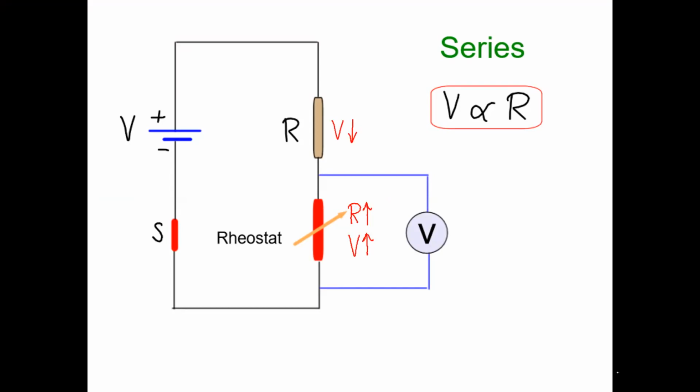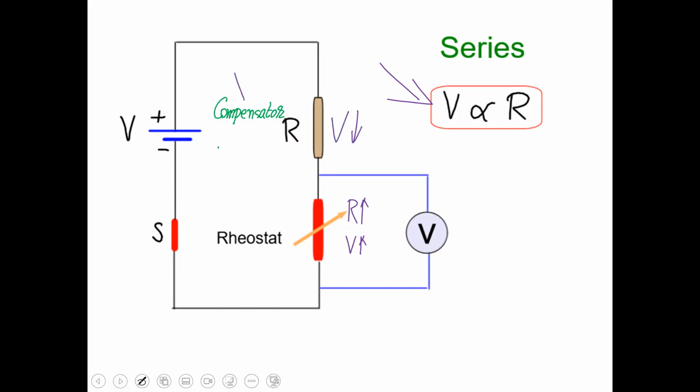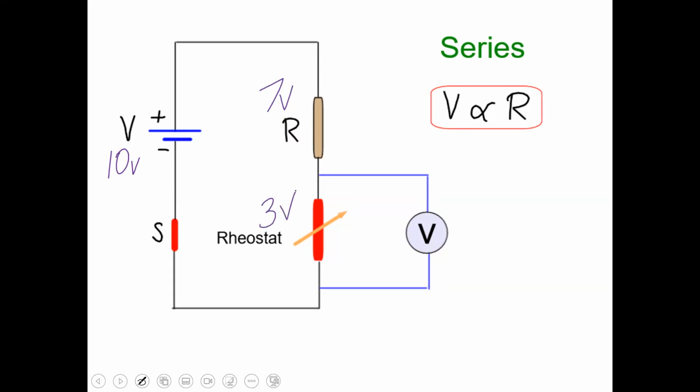Now, if you increase the resistance of the rheostat, voltage across rheostat increases because voltage and resistance are directly proportional. But when the voltage across rheostat increases, the voltage across the capital R decreases. It has to compensate because the total voltage cannot change. I repeat this concept. For example, I take the same number. This is 10 volt. If this is 10, it will be 7. For example, it will be 3.